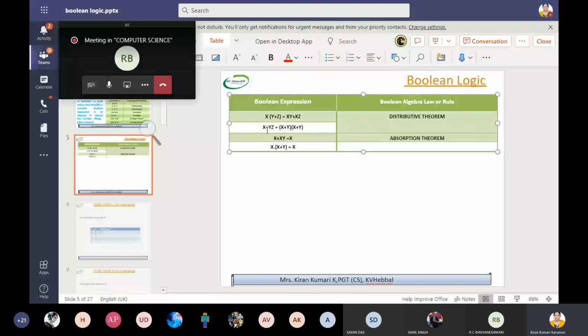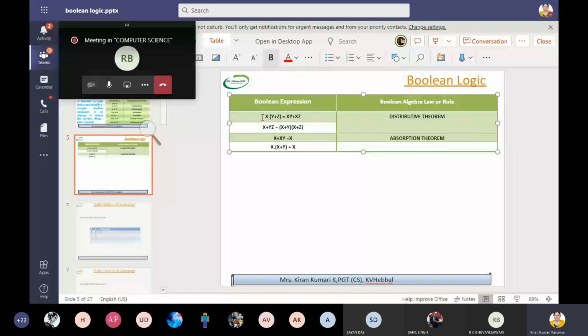Dot को plus बनाना है, plus को dot बनाना है, ठीक है? So x plus yz equals x plus y and x plus z. Okay, so that is the distributive theorem.